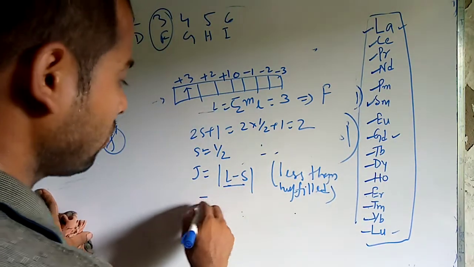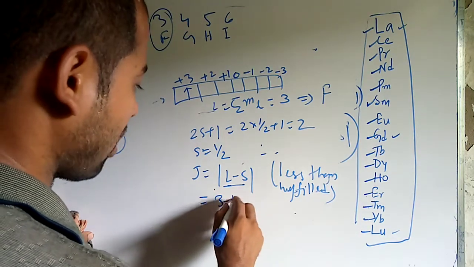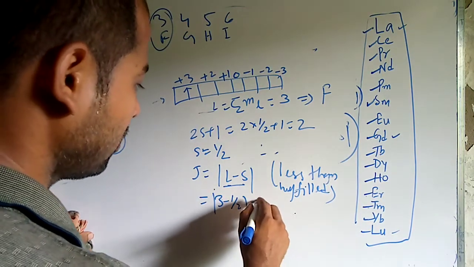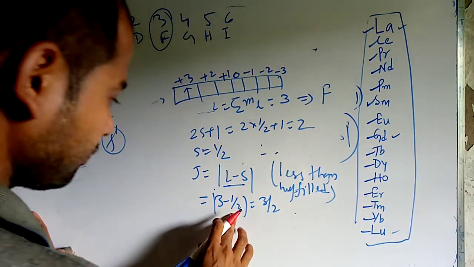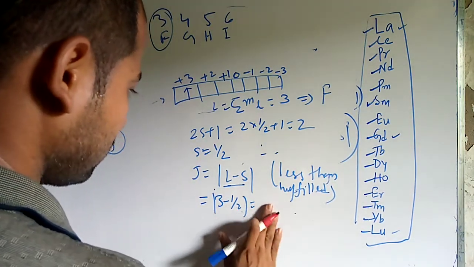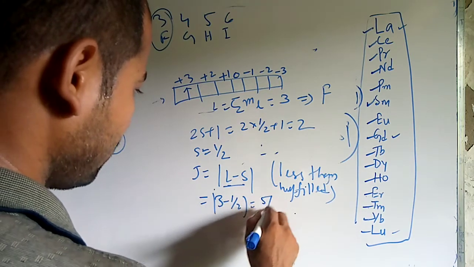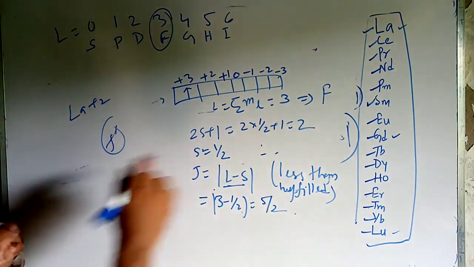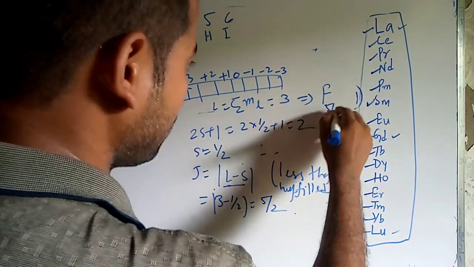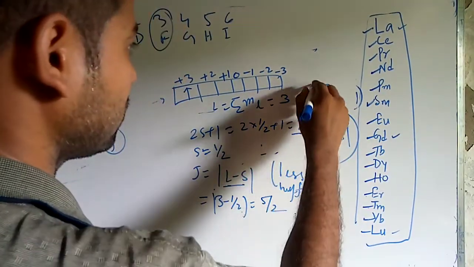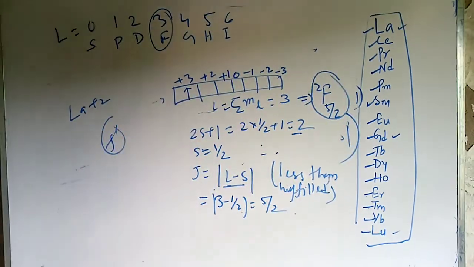We know L equals 3 and S equals half, so J equals 3 minus half, which is 5 by 2. Hence the term symbol will be F with J equal to 5 by 2 and 2S+1 equal to 2. This is the ground state term symbol.